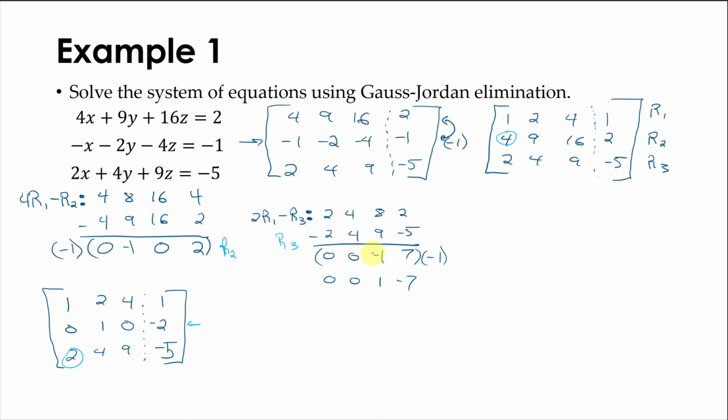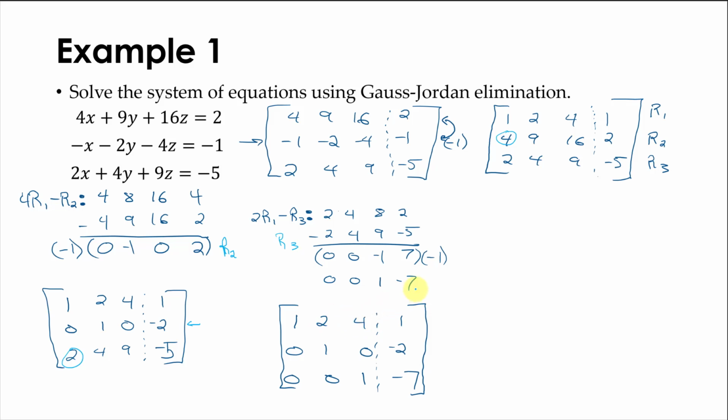Again, the first non-zero element that I have is this -1, and I just want that to be positive, so I'm going to multiply it by -1. So I have a positive 1 here, but that is going to change the sign of my 7 to a -7. So now my matrix is going to look like this. We can see we're slowly getting to this reduced row echelon form.